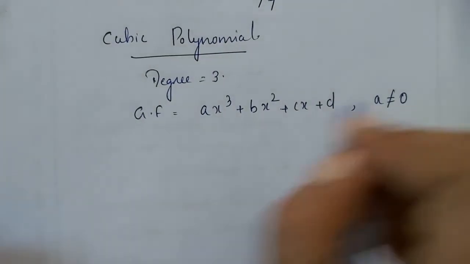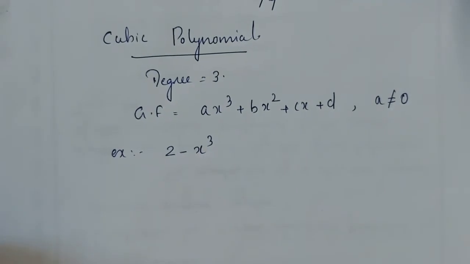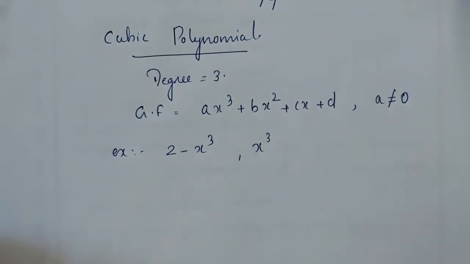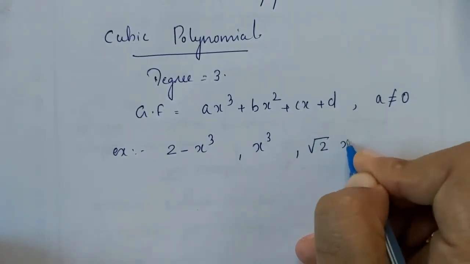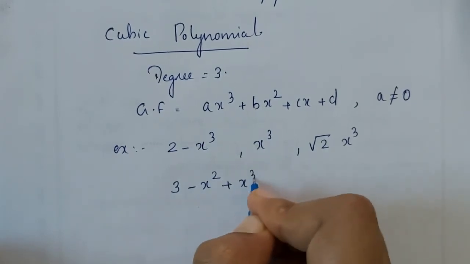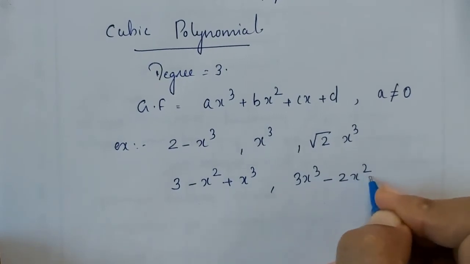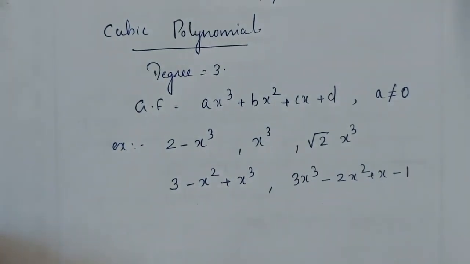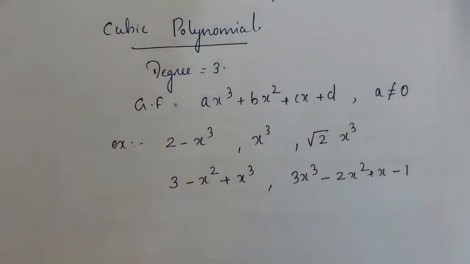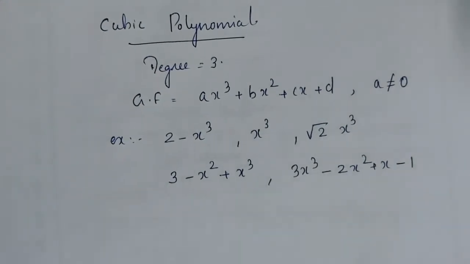Let's discuss some examples. 2 minus x raised to 3, simply x raised to 3, root 2 x raised to 3, 3 minus x square plus x raised to 3, 3x raised to 3 minus 2x square plus x minus 1. All these are cubic polynomials. Okay, so today we discussed the term what is degree of a polynomial, what are the different categories of polynomials, then what is linear polynomial, quadratic and cubic.